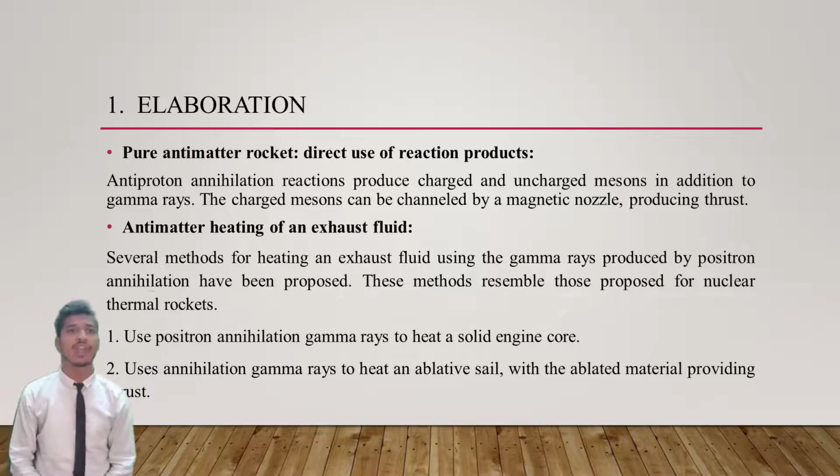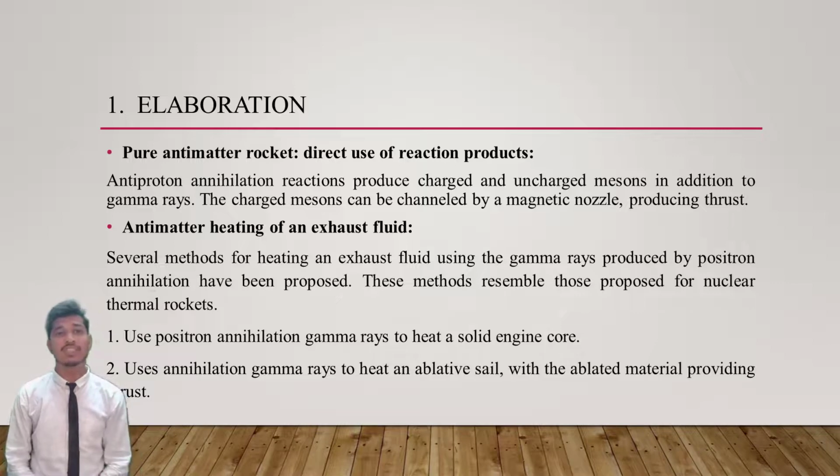Antimatter heating of an exhaust fluid. Several methods for heating an exhaust fluid using the gamma rays produced by positron annihilation have been proposed. These methods resemble those proposed for nuclear thermal rockets. One proposed method is to use positron annihilation gamma rays to heat a solid engine core. Hydrogen gas is ducted through this core, heated and expelled from a rocket nozzle.